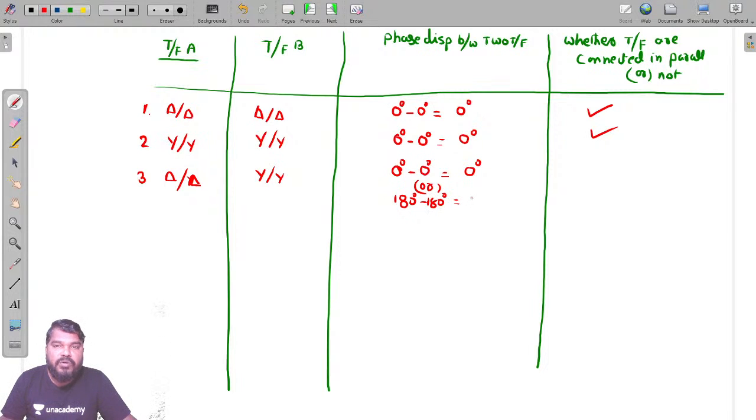So now it is equal to that 0 degree zone. So these two transformers are connected in parallel. Okay, got it, fine. And next one more is a fourth one.